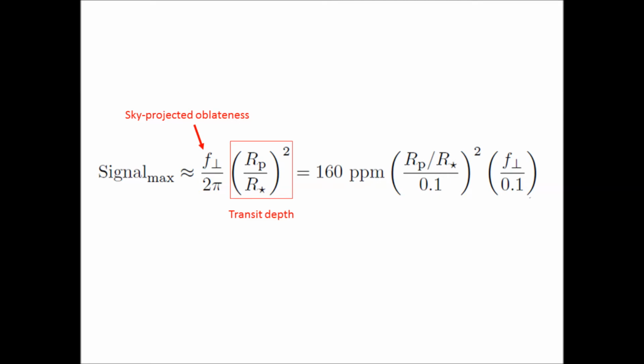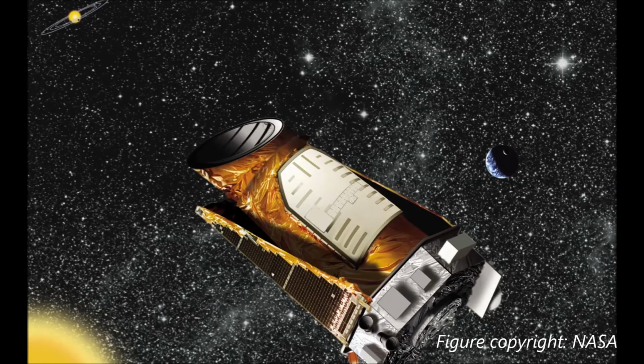For a Jupiter-sized planet with a Saturn-like oblateness, the amplitude is no more than 160 parts per million. Such a small signal can only be detected with Kepler-level photometry. In this work, we present the first application of oblate planet transit models to the Kepler sample.